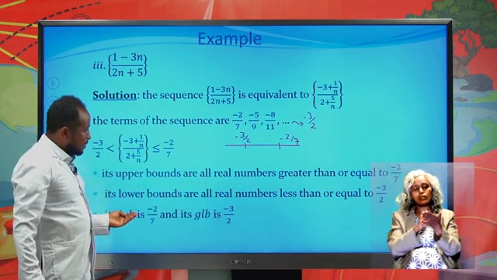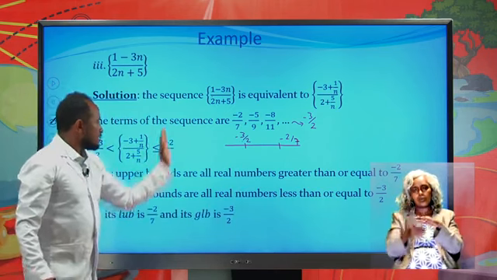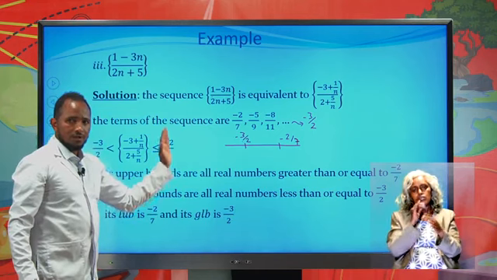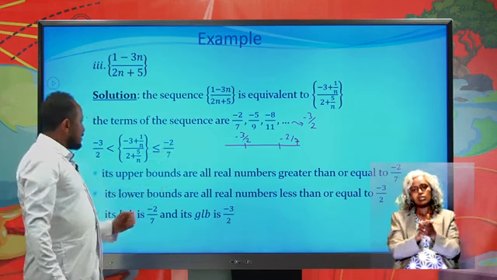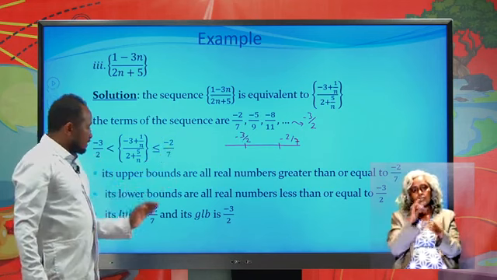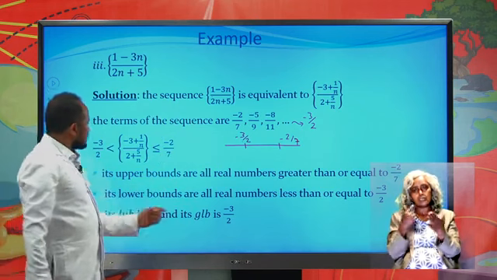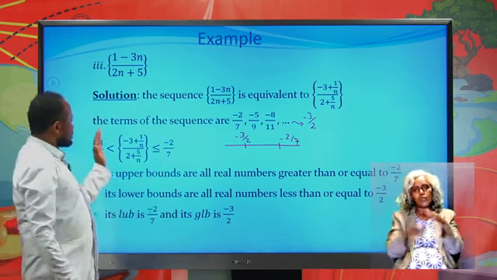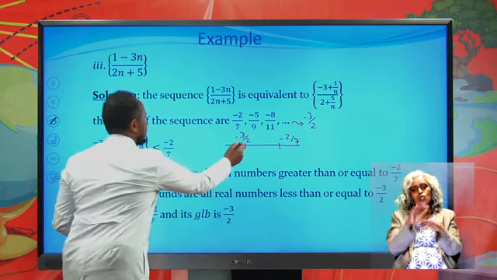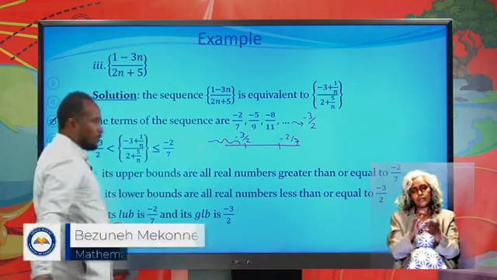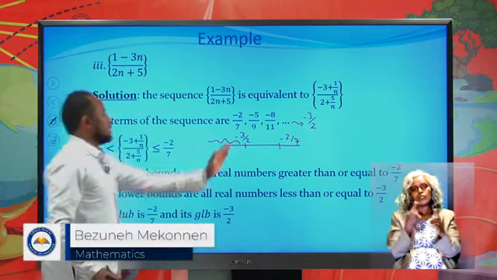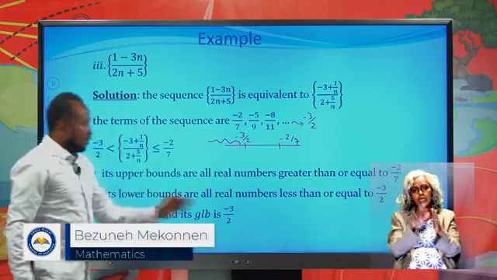for the least upper bound, from the upper bounds, the least one is the number found at the border. So the least upper bound is negative 2 over 7. And the greatest lower bound, from the lower bounds, is the greatest one. You can see all these values are lower bounds. From the lower bounds, the greatest one is this minus 3 over 2. This is it.